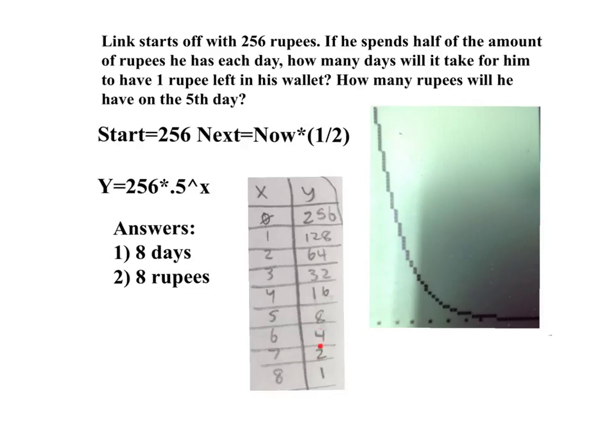With the table, we can answer the first question: how long will it take to have only 1 rupee left in his wallet, which is 8 days. How many rupees will he have on the 5th day? We can also answer by using the table, which is 8 rupees.